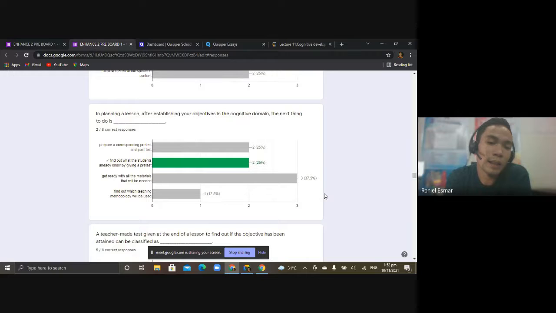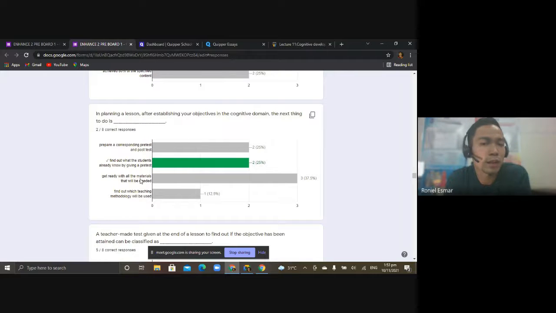Next is getting ready with all the materials that will be needed. Is this the next thing that you should be doing after you establish an objective in the cognitive domain? No, to ready the materials that will be needed? Take note ha, it's only in the cognitive domain. We didn't yet mention the psychomotor domain and the affective domain. So sa atua pa, right after we establish an objective in the cognitive domain, prepare na diretso sa materials.